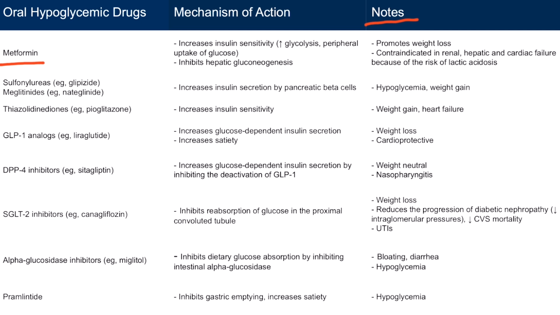Sulfonylureas and meglitinides increase insulin secretion, so they have a similar side effect to insulin therapy itself. That is, they can actually cause hypoglycemia and they can cause weight gain. And this is because insulin lowers blood glucose level and promotes the synthesis and buildup of energy reserves. So weight gain naturally ensues. Thiazolidinediones, or TZDs, are associated with weight gain and fluid retention. So if the patient has heart failure, that increased fluid retention can exacerbate their heart failure.